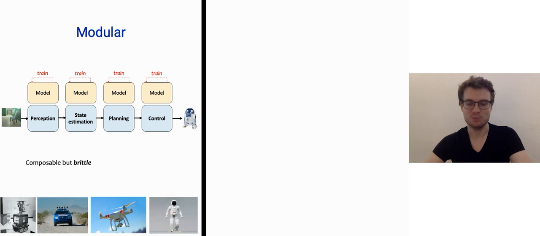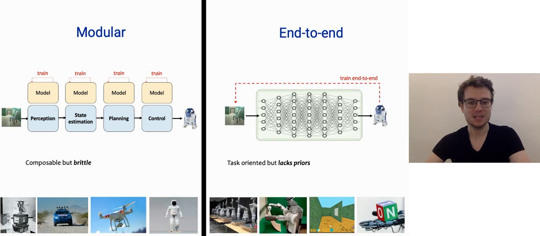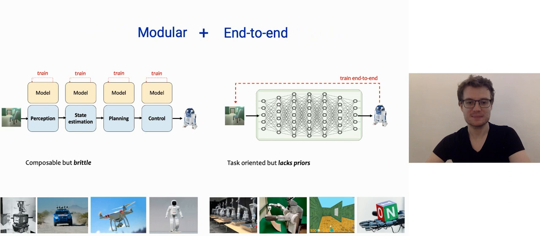These robot systems are composable, but they're often brittle because of inherent approximations and modeling errors. In response, the modern end-to-end approach directly optimizes for the task objective using deep neural networks. It produces powerful but highly specialized systems that lack strong priors, meaning that they need large amounts of data to generalize. We would like to reconcile the conflict between the two sides and combine the modularity principle with robustness to end-to-end learning.